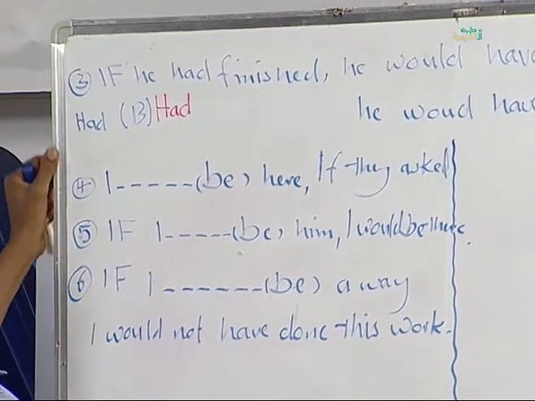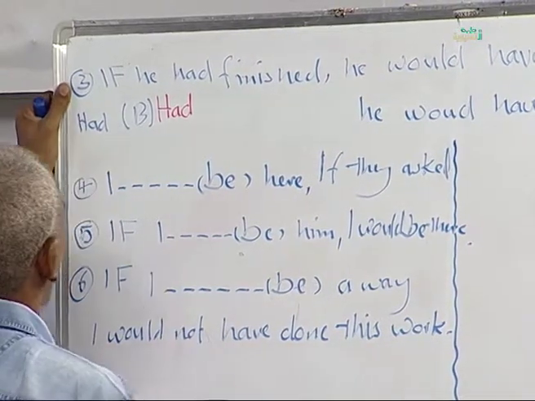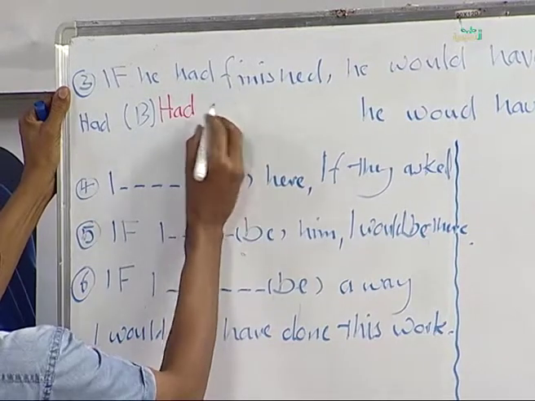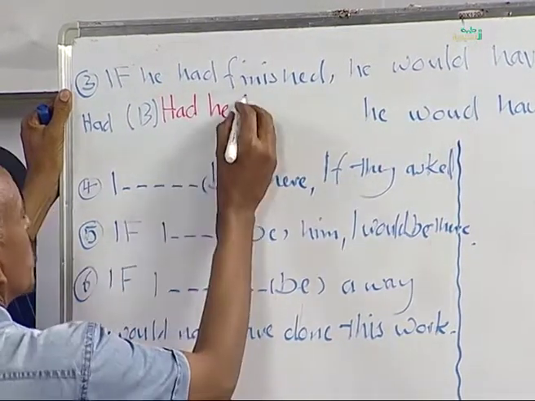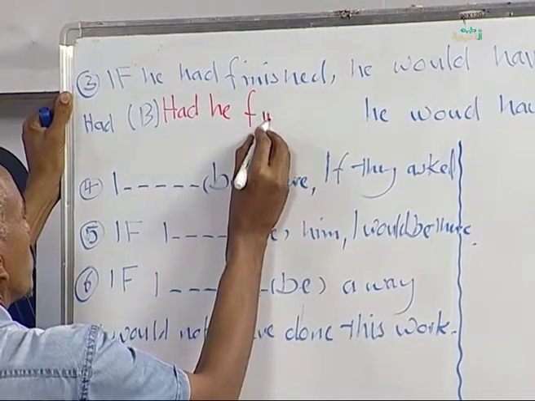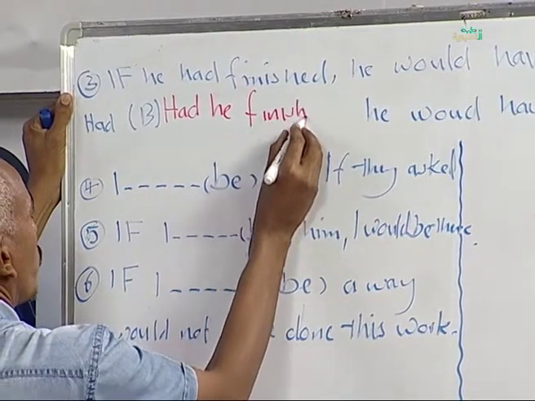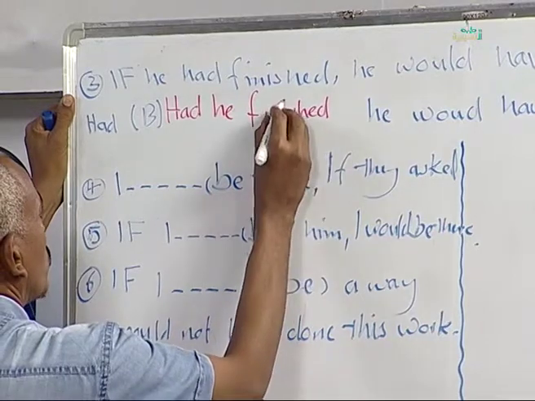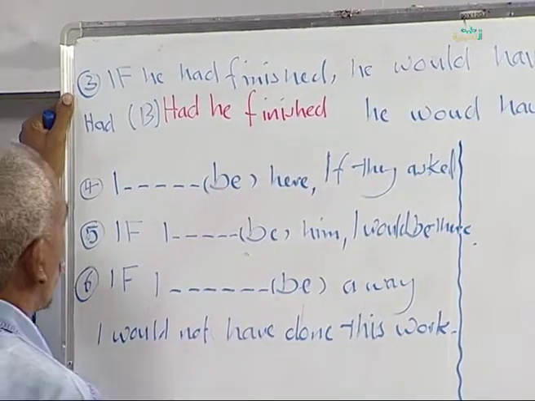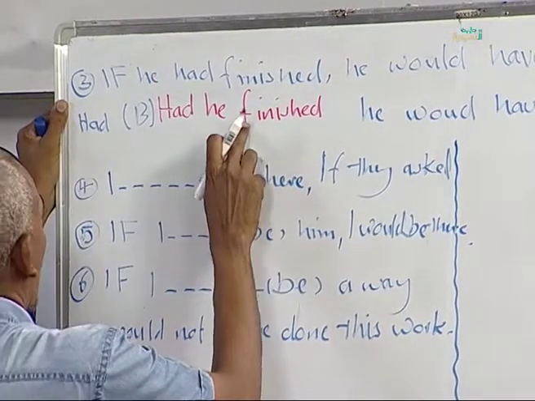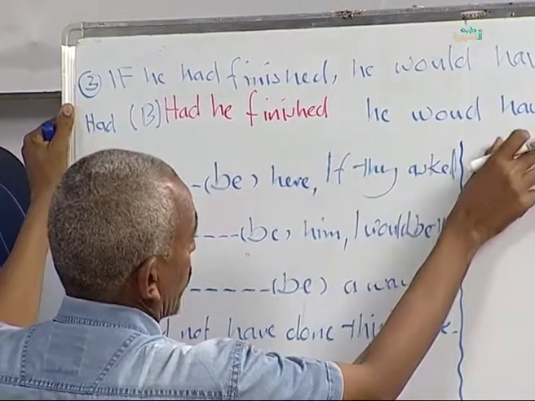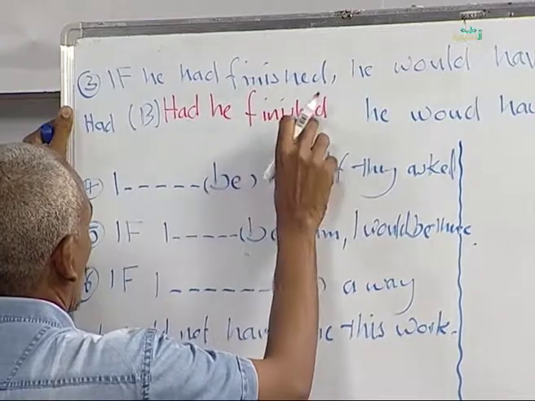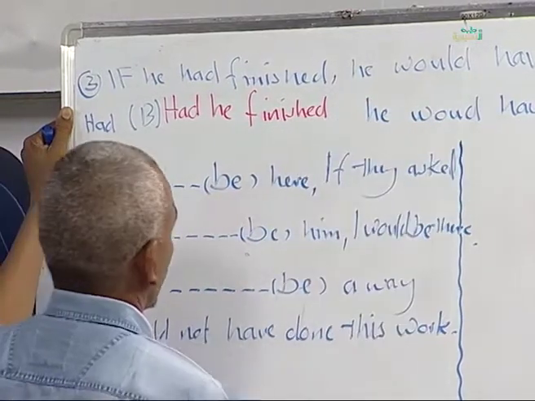After that, we have to write the subject of the verb. Had he finished, like this? This is the solution of this question. Had he finished, he would have come.